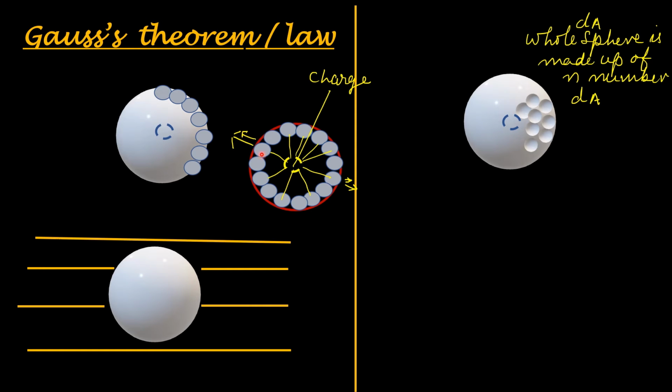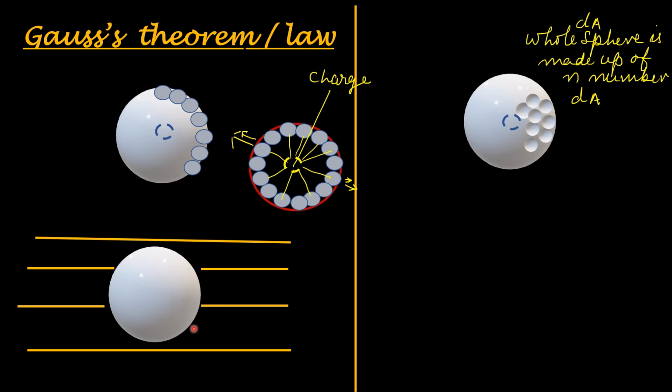Now, we need to calculate the electric flux out of the closed surface enclosing charge. How to do that? Gauss theorem gives the solution, and that too in a very simple and easy manner.